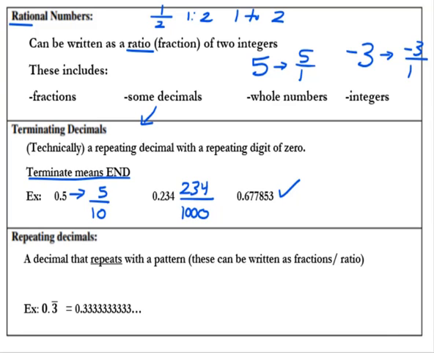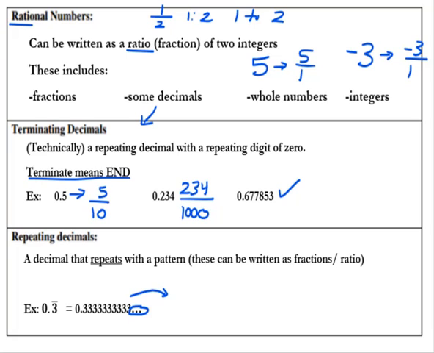Finally, a repeating decimal is also considered a rational number, a decimal that repeats with a pattern. These can be written as fractions or as a ratio, right? Ratio, rational. So if you get in your calculator 0.33333333, the calculator will not show these dots at the end, but you might be able to assume that it is a repeating decimal. One way to check that is to see if you can turn it into a fraction using your calculator. Again, if you're not sure how to do that, look at the calculator videos that I have on fractions.